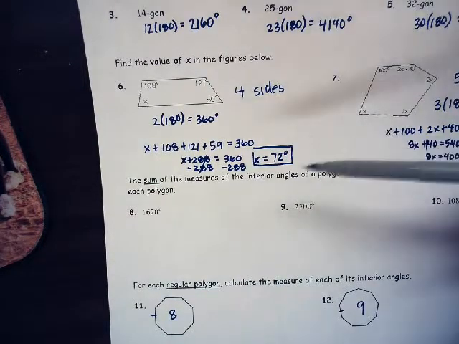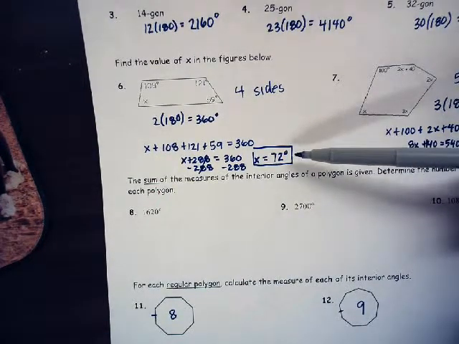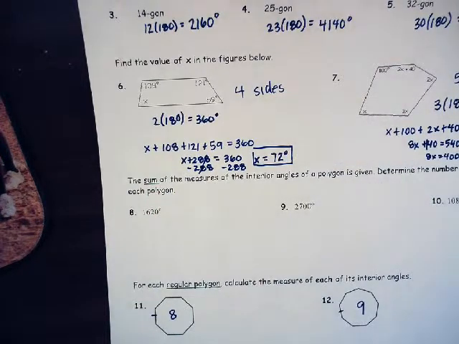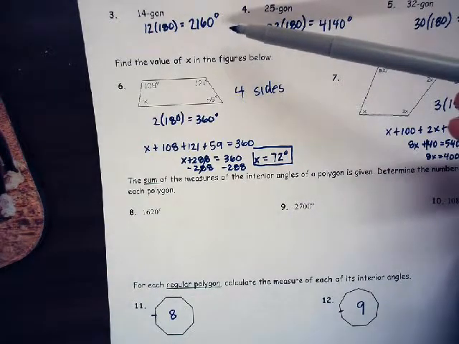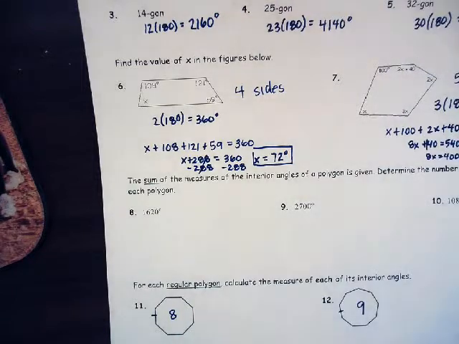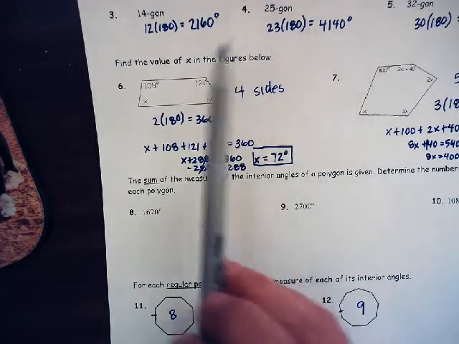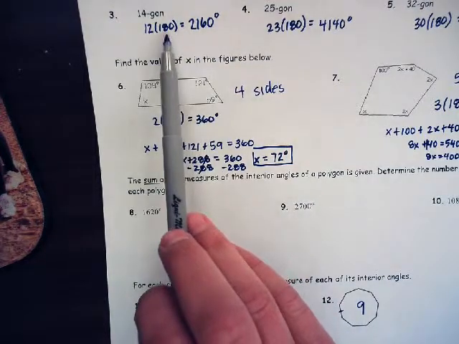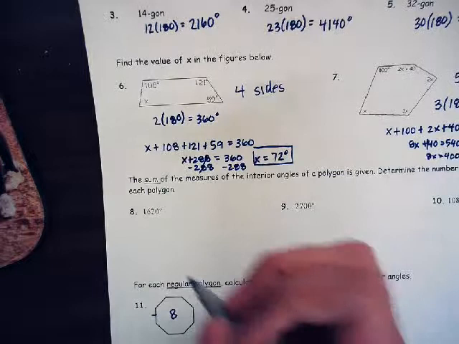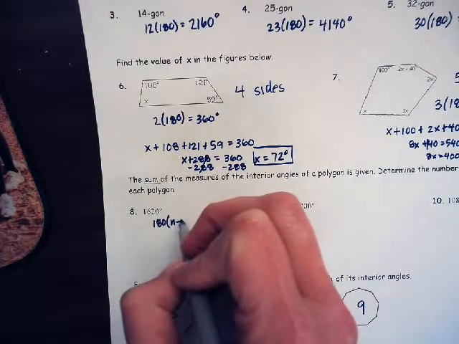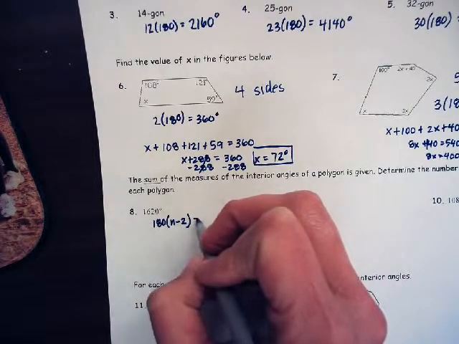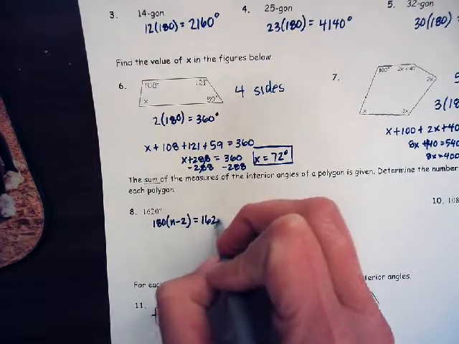I want you to turn to your neighbor and tell me what you would do going backwards from this step. I should have said from this step, sorry. If I had to go backwards, up here I would first divide by 180 and then add 2. But if we look at our formula, 180 times n minus 2, that gives me 1620.